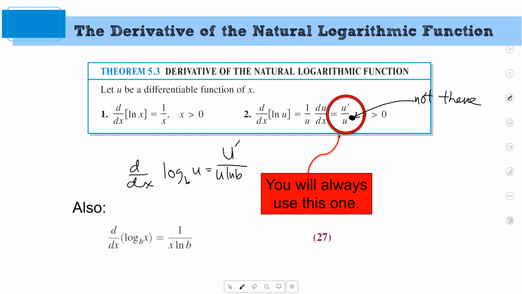Because very seldom are you just going to get the log base 7 of x. You're probably going to get the log base 7 of x squared minus 3x plus 4. Okay. u prime over u, or u prime over u times the natural log of b. Good? Excellent. Here we go.